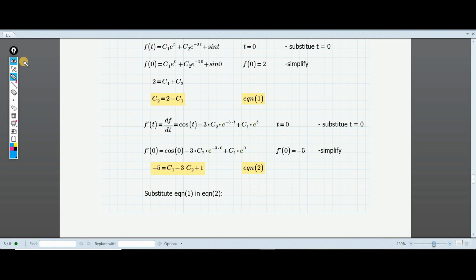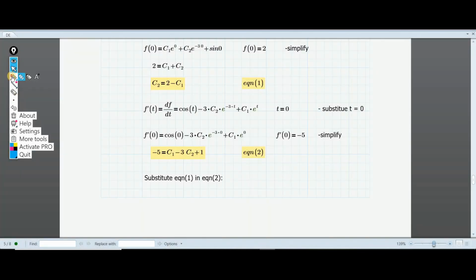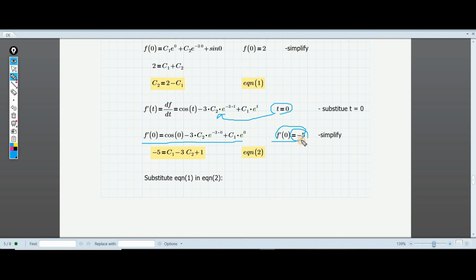From the boundary condition that was given to us, f prime of 0 is equal to negative 5. So that's the value of f prime we will use. After substituting everything, with t equal to 0 in our equation, this is what we get. And we know that f prime of 0 is negative 5. So this negative 5 goes here.